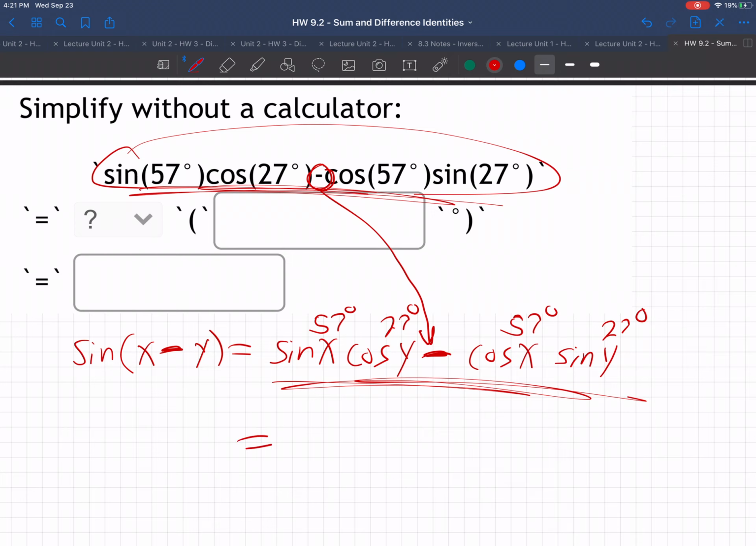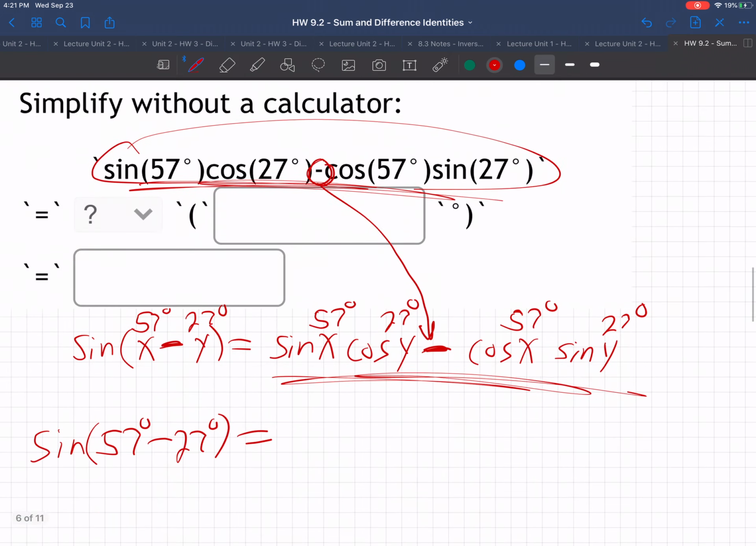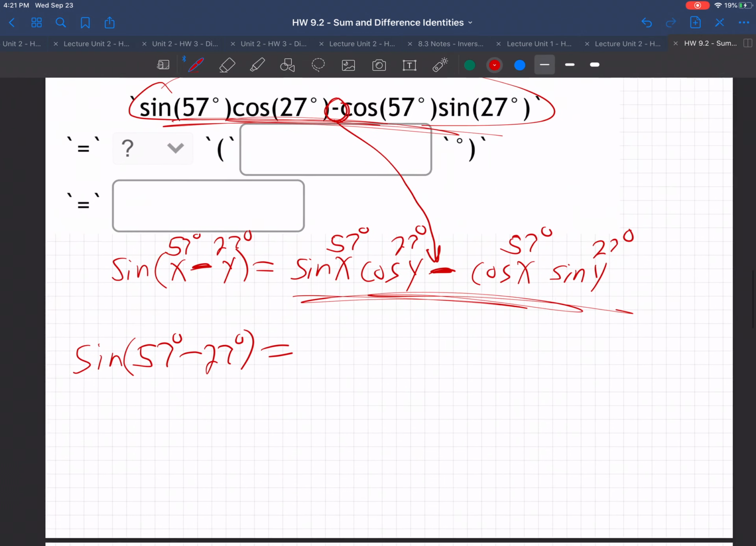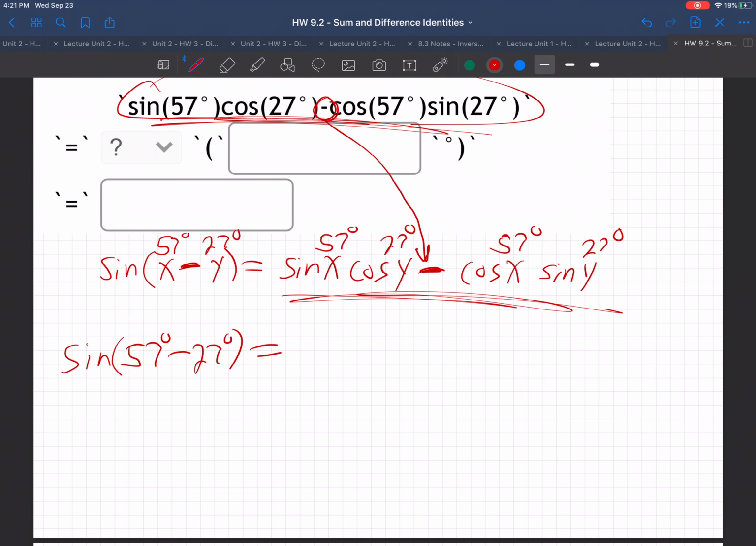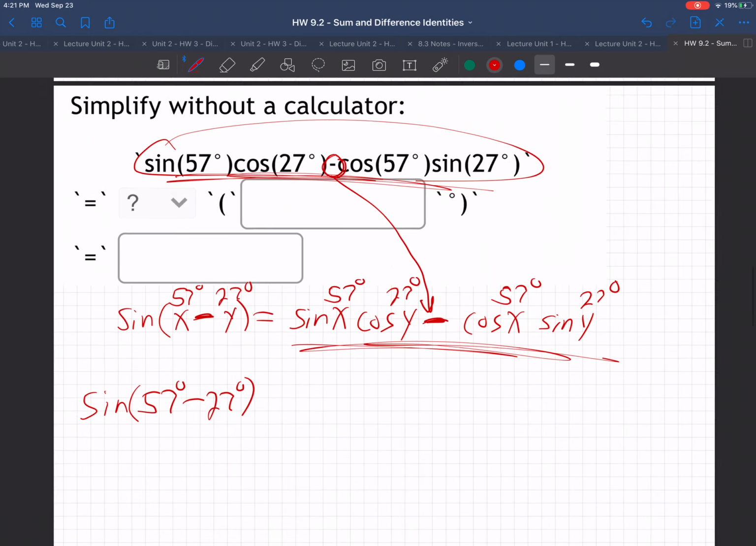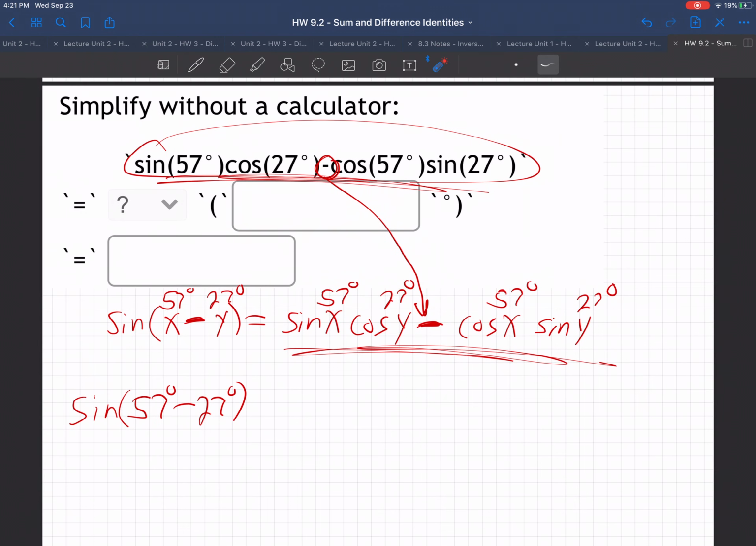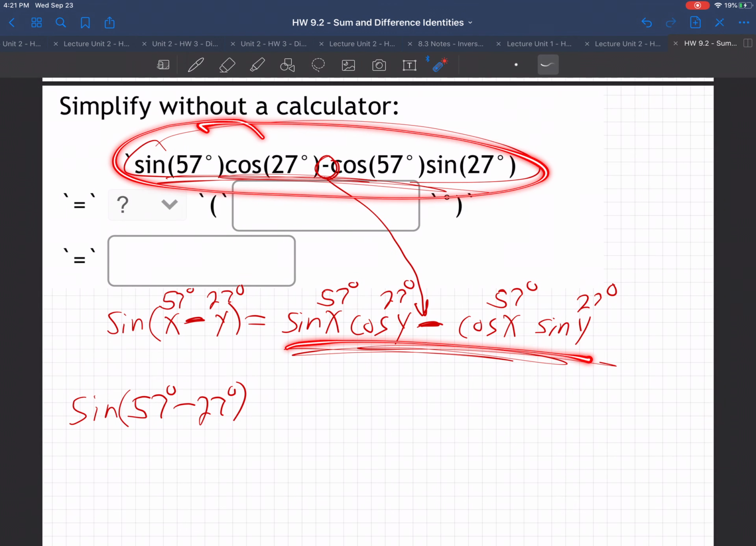So therefore, what did we say x was? 57, and y was 27. So by the formula, if I just plug the x and the y into the left side, it's going to be the sine of 57 minus 27, isn't it? You see what I've done? I just took what they gave me right here and said, hey, that's the right side of the sine add them up or subtract them formula.